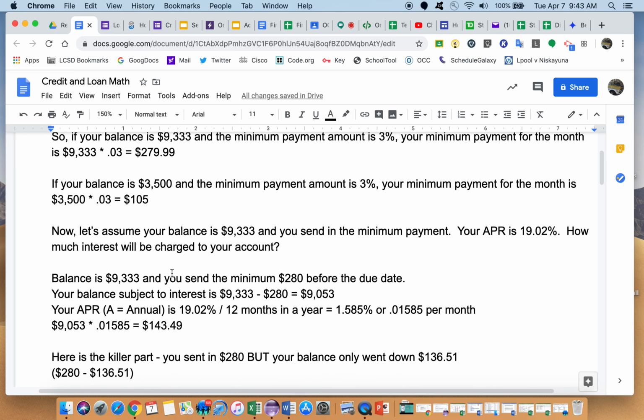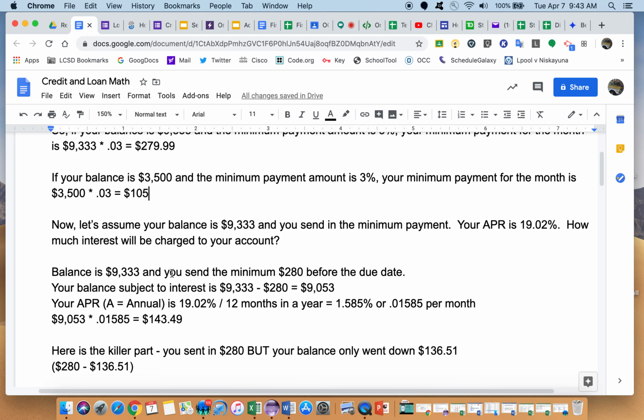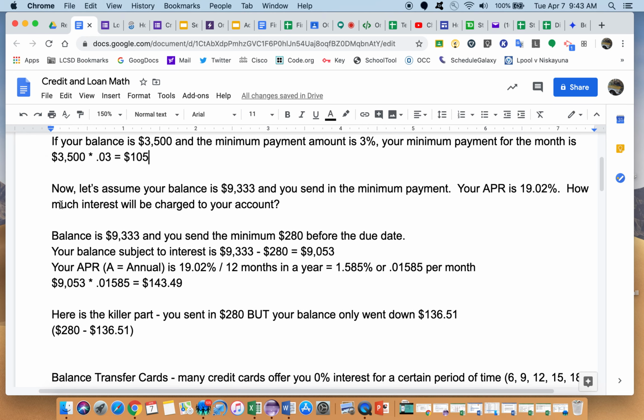All right, let's show you the damage just sending in the minimum payment will do. Back to our balance of $9,300. Let's assume your balance is $9,333. You send in the minimum payment. Your APR is 19.02%. How much interest will you be charged in your account? I got that APR from the link below. That's the average annual percentage rate for new cards as of April 2020.